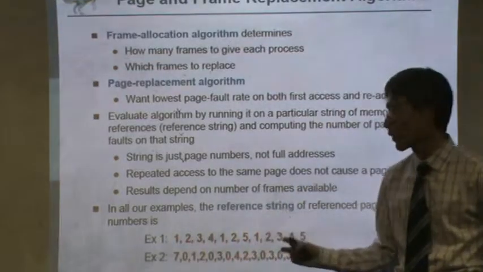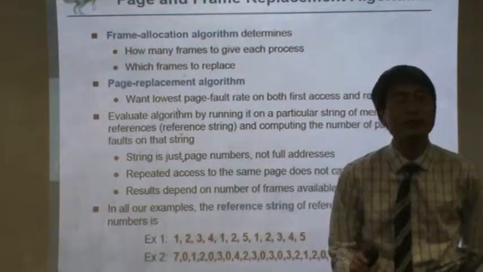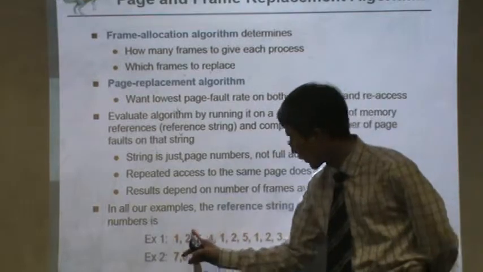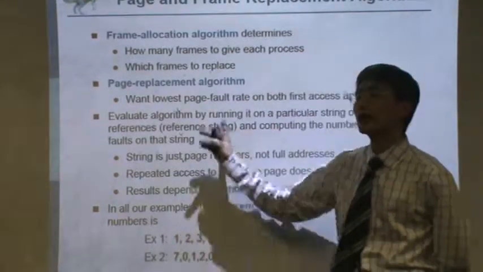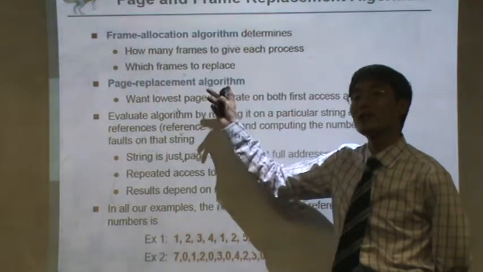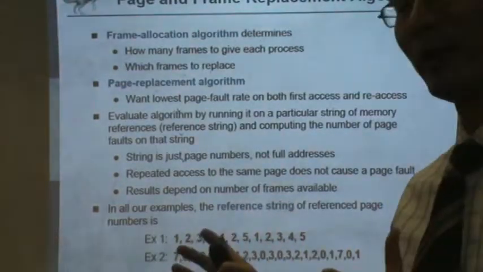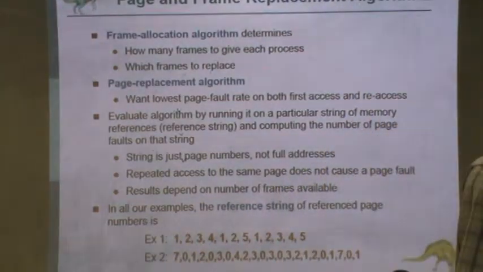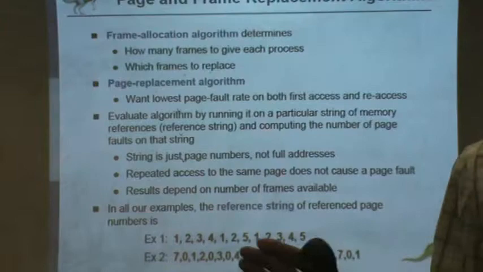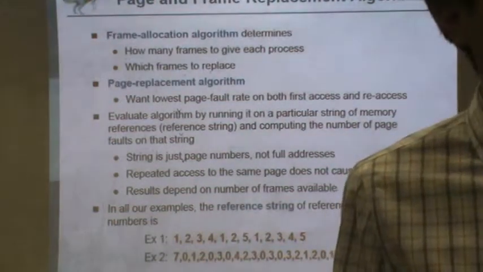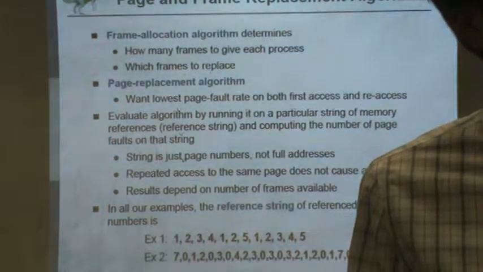So if the CPU would like to read 2, that means page number 2 should exist in the physical memory, something like that. So that is called a reference string. So we are going to use the same reference string to compare which algorithm is better than the other. What does better mean in this page replacement? What's the ideal case? Accuracy?